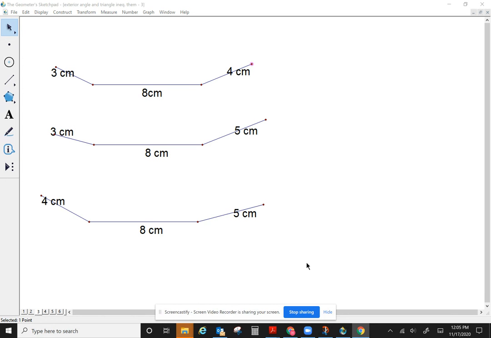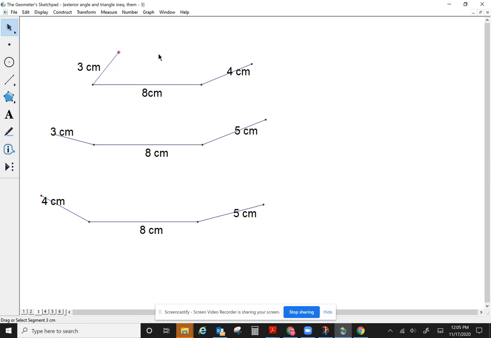On the first example, you see the measurements 3, 4, and 8. Those are the measurements of the sides of the triangle. I want to see what happens if I add the two small numbers, 3 plus 4. What if it is less than the third side? 3 plus 4 is less than 8.